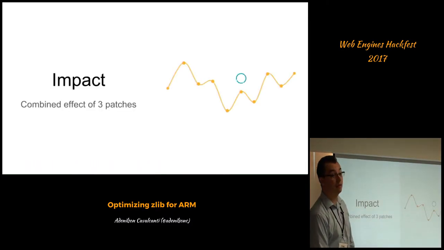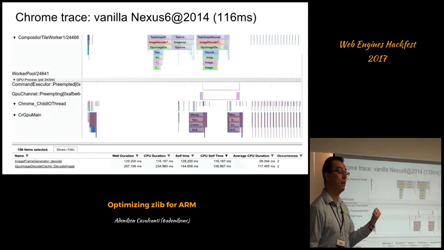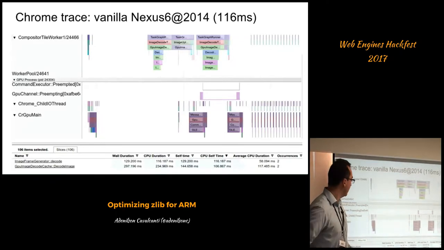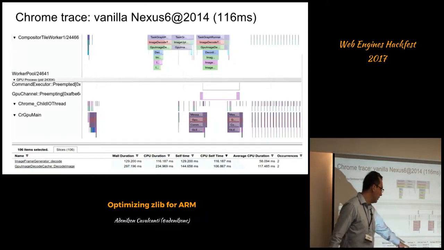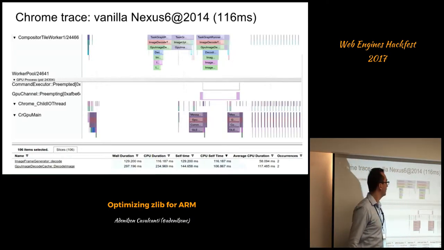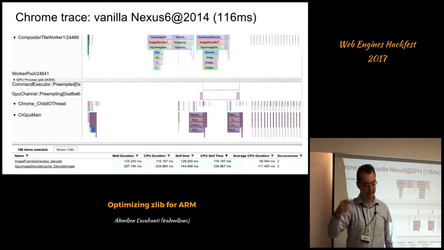Okay, so what was the real impact of those 3 patches? This is a Chrome trace showing the time that is spent decoding the PNG of that parrot image, the one that has a palette that I showed initially on the top. If we look over here, I'm not sure if you guys can actually read it, but we were spending about 160 milliseconds to decode that image. I actually wrote it over here in the top for you to see it.